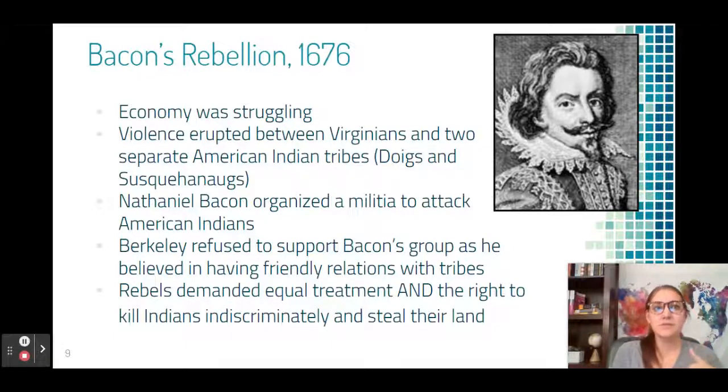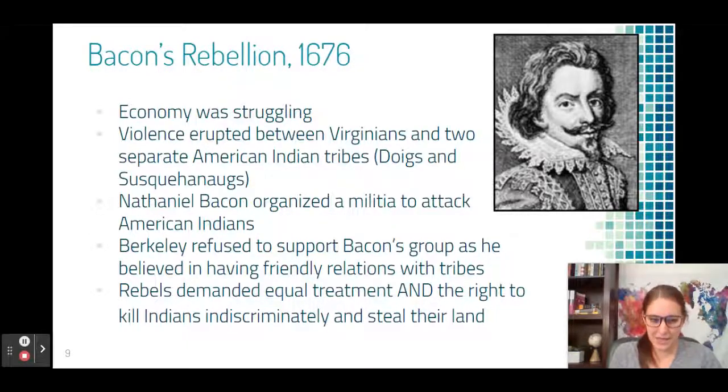And in response, Thomas Matthew and a few others are actually going to retaliate against the wrong American Indian tribe. And so Nathaniel Bacon is going to organize a militia to attack the American Indians, launch a full-scale revolt against any and all American Indians, try to kill them indiscriminately. And he's going to ask again Berkeley to support, which he will refuse.